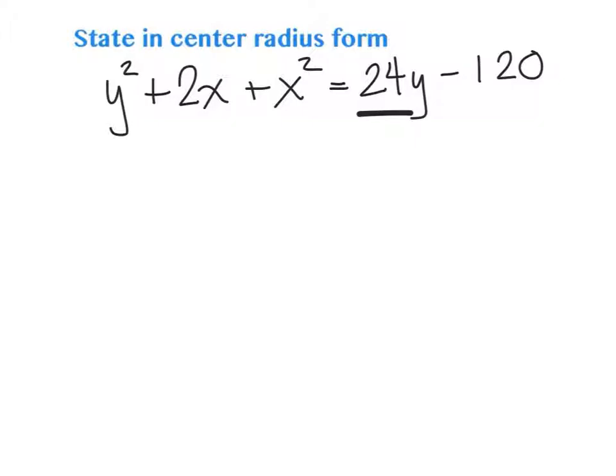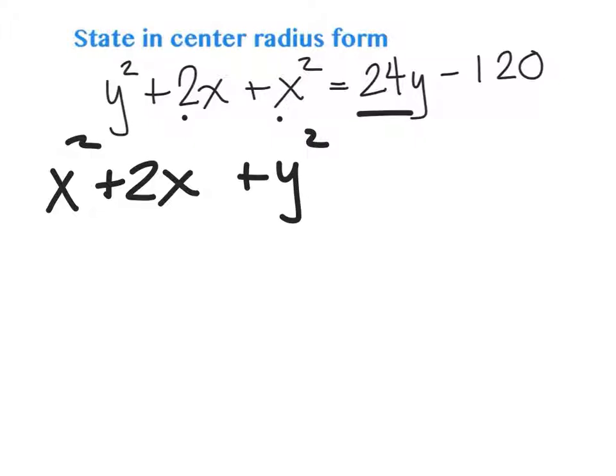So the first thing I want to do is order these terms. Now we typically put the x's first and the y's second. So I'm going to start rewriting with x squared plus 2x. So I'm putting my x terms first and then plus y squared. I'm going to move that 24y over, so minus 24y. And you can leave the negative 120 there. That really doesn't matter. Okay? So again, I'm just going to line them up, x's first, y's second, in order.